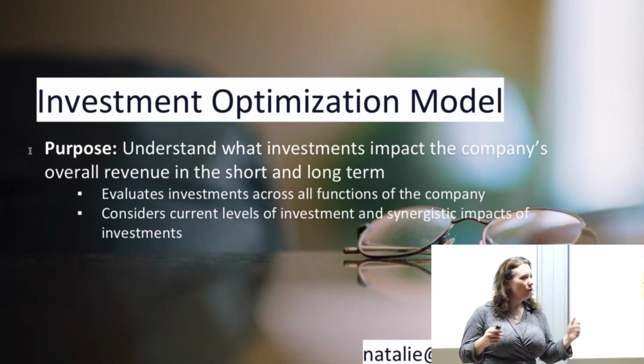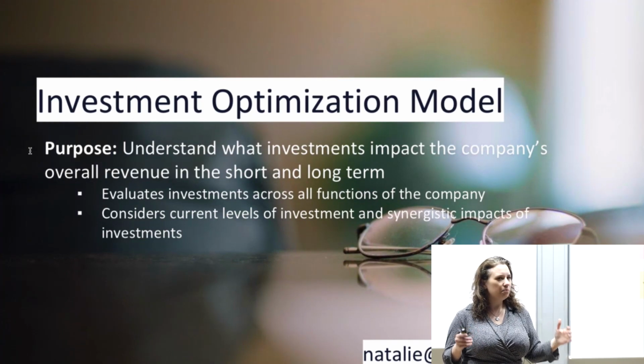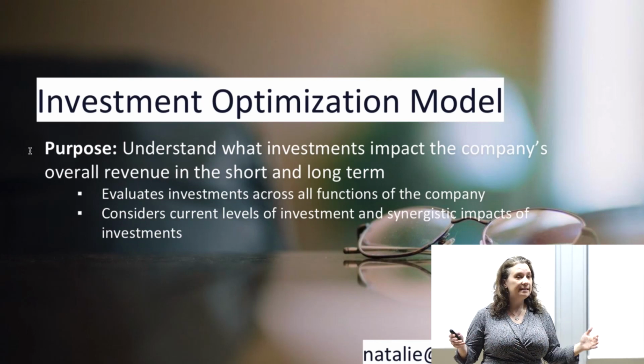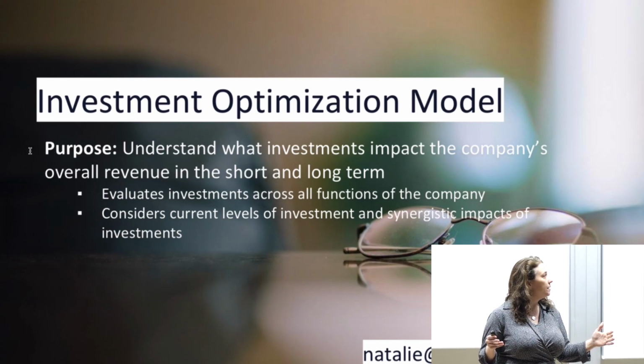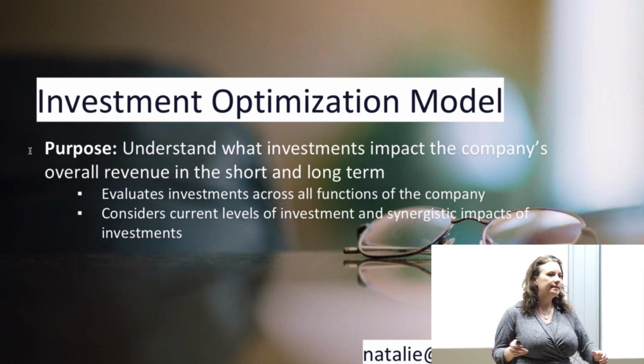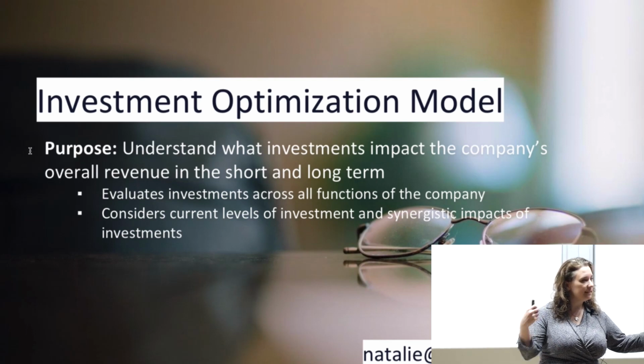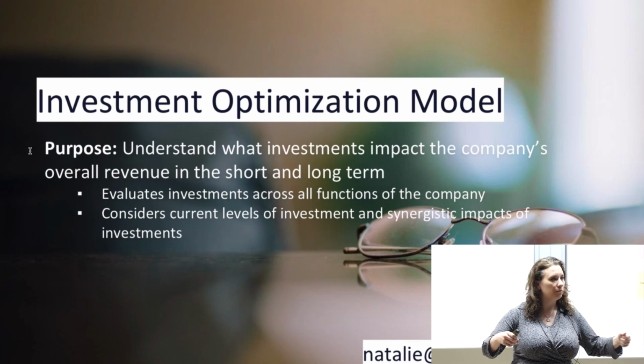In the goals that I've looked at with investment optimization modeling, we are really looking at the company holistically, and we're looking at things around considering levers of investment that are synergistic. So basically, if you invest in marketing and you invest in sales, 1 + 1 isn't 2, it could be more.